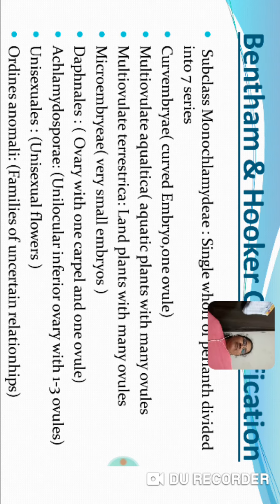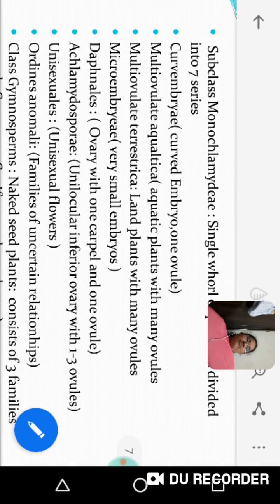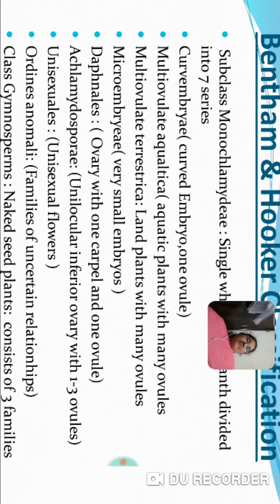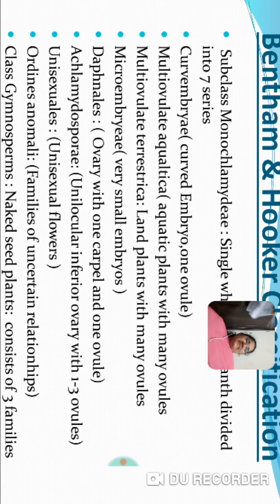And the second one is multi-ovulate aquatica, again a self-explanatory name. Multi means many, ovulate means ovules, aquatica means plants living in aquatic habitats. So all the plants here are aquatic, and aquatic plants with many ovules are placed under multi-ovulate aquatica. The next one is multi-ovulate terrestrica. Terrestrica means land plants, so land plants whose flowers show many ovules are grouped under multi-ovulate terrestrica.